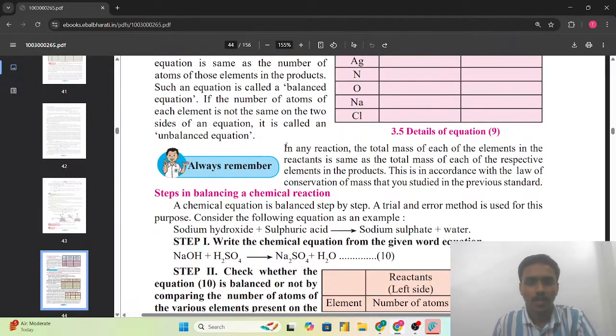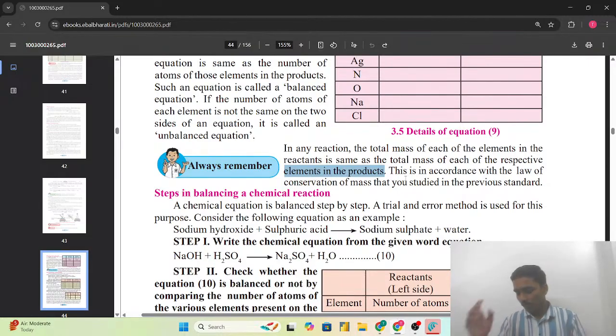Always remember, में क्या कहा गया है देखते हैं. In any reaction, the total mass of each of the elements in the reactant is the same as the total mass of each of the respective elements in the product. ये जो है, as we have studied in the lower class, that in the ninth class only, about the law of conservation of the mass. So we have studied that the mass remains constant everywhere.